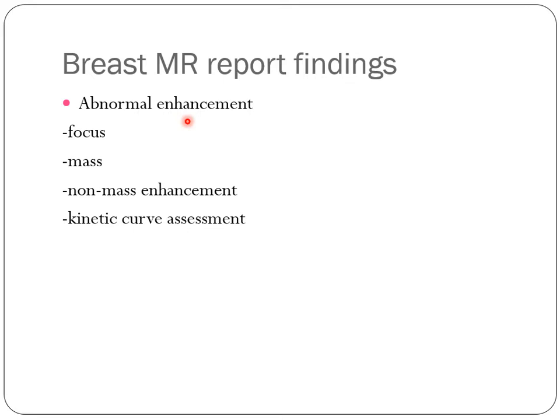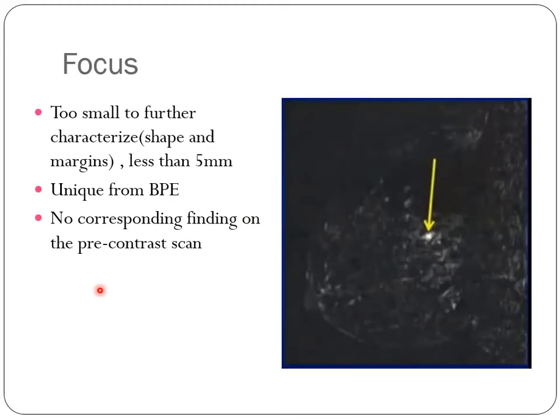Abnormal enhancement may be a focus, may be a mass, as I told you, or non-mass enhancement, and later on we will talk about the kinetic curve assessment. The focus is the most difficult abnormal enhancement in the breast MRI. Why? Because it's very, very small. You can't even give more characterization like shape and margin. So it's confusing with the background parenchymal enhancement, especially if it is multiple and bilateral. Sometimes you regard multiple focal enhancement bilaterally as background parenchymal enhancement.